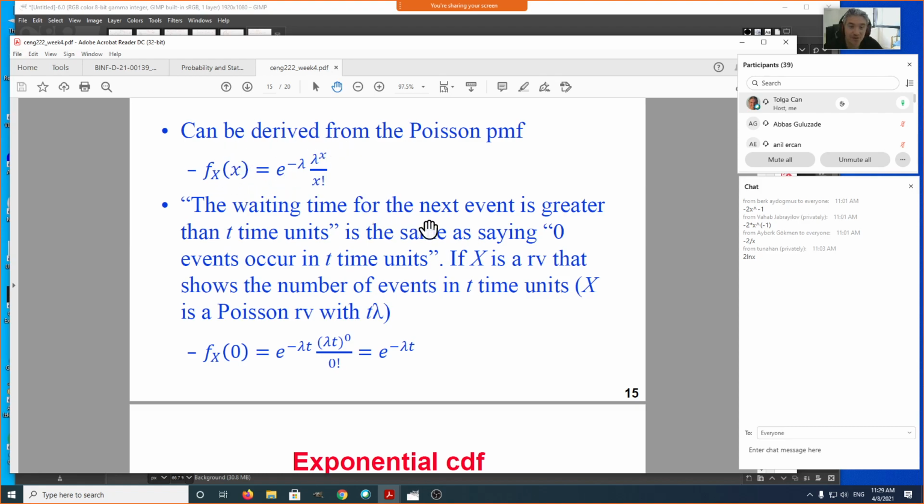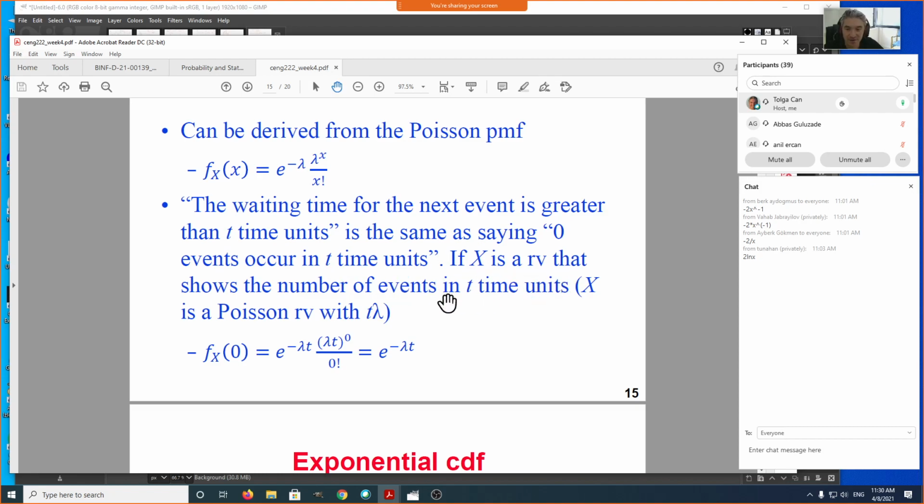The waiting time for the next event is greater than t time units. So what is the probability that I will have to wait at least t time units until I observe a single event? It is the same probability that I observe no event until t. 0 events occur in t time units. So this one is a Poisson random variable. If we fix this t, observing 0 events in t time units is the same as saying that you have to wait t times until you observe the first event.